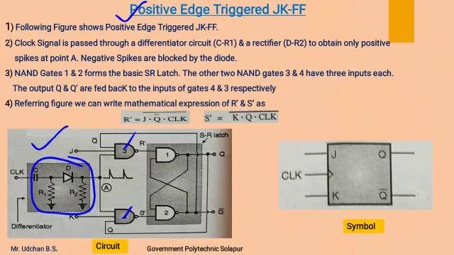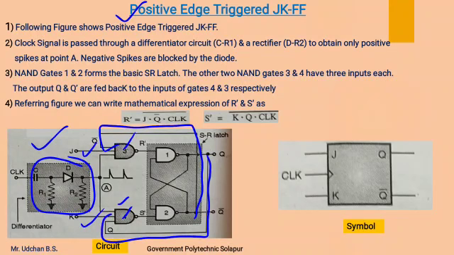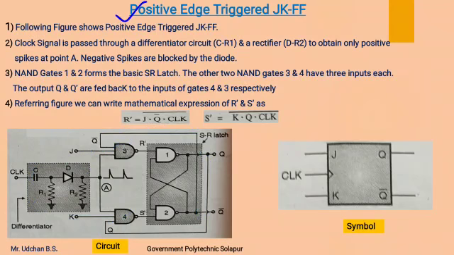The second input is this J input and this one is the K input. The third input to NAND gate 3 is the inverted output of this flip-flop, that is Q complement, and the third input to NAND gate 4 is the normal output, that is Q, given as an input to this fourth NAND gate. And NAND gates 1 and 2 form the basic SR latch, which we have already studied.